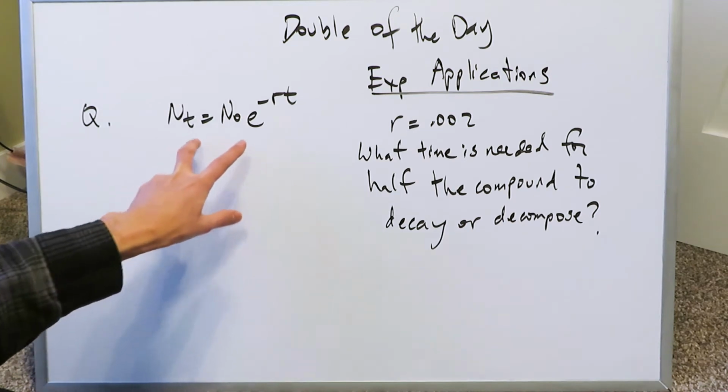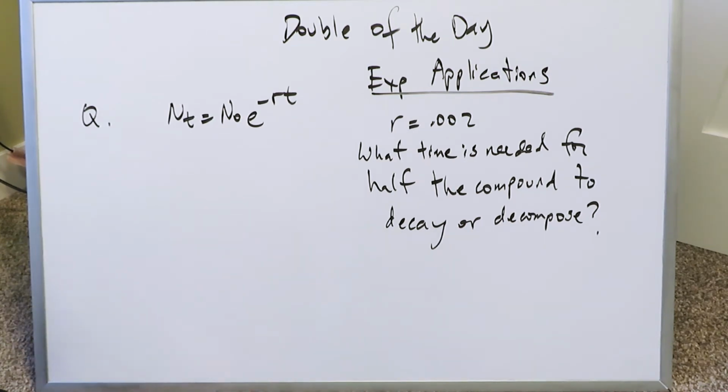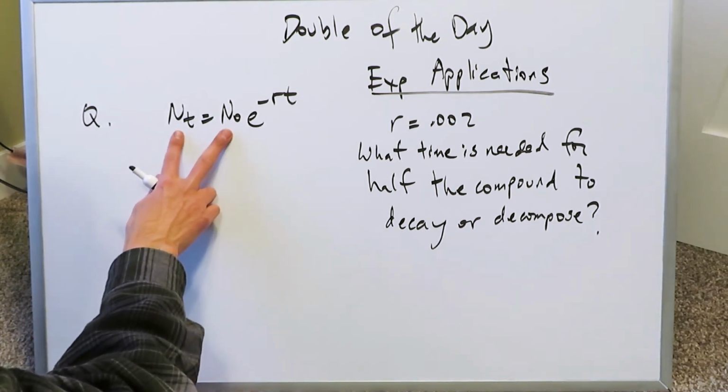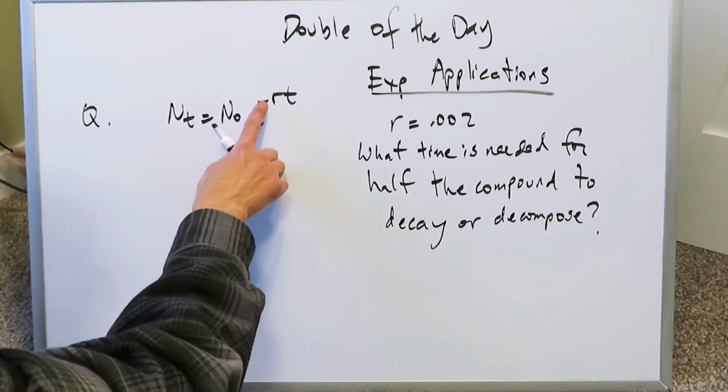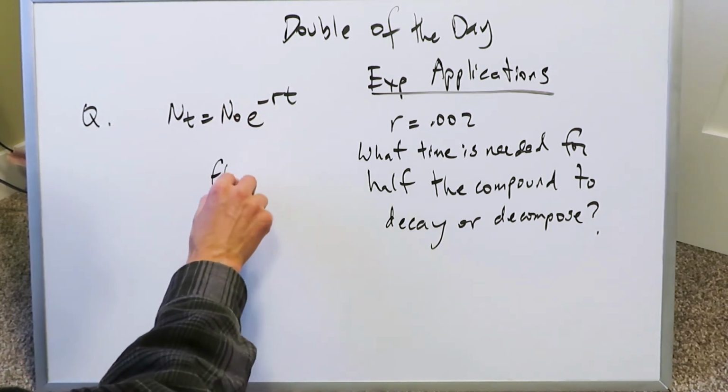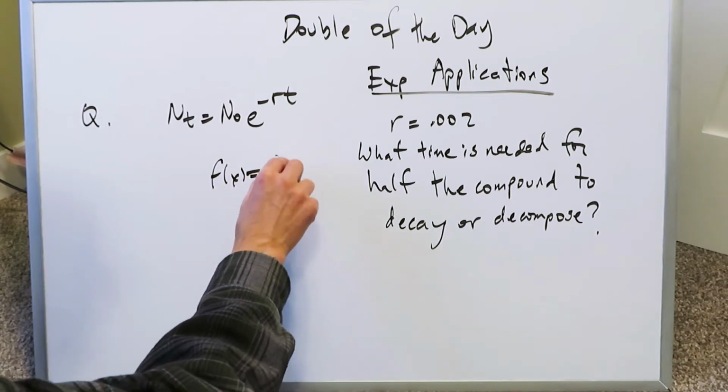Our second question is the exact opposite in terms of exponential applications. Why is it opposite? Not because of these letters, but because of this negative sign. You see here we have something which looks like f of x is equal to e to the minus x.